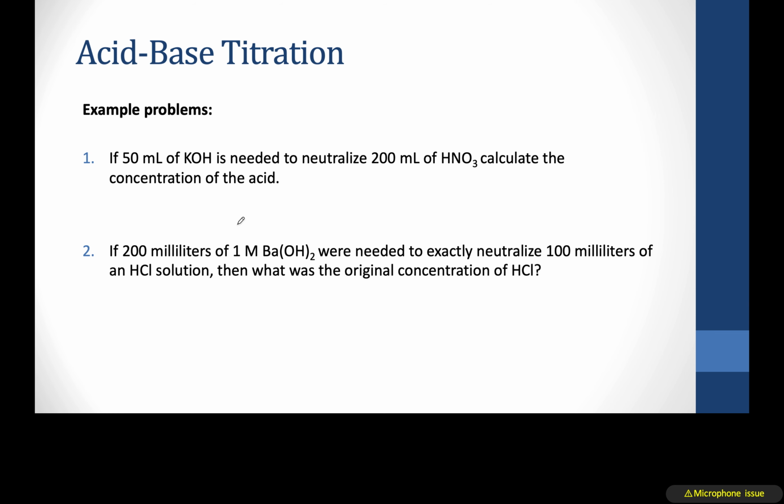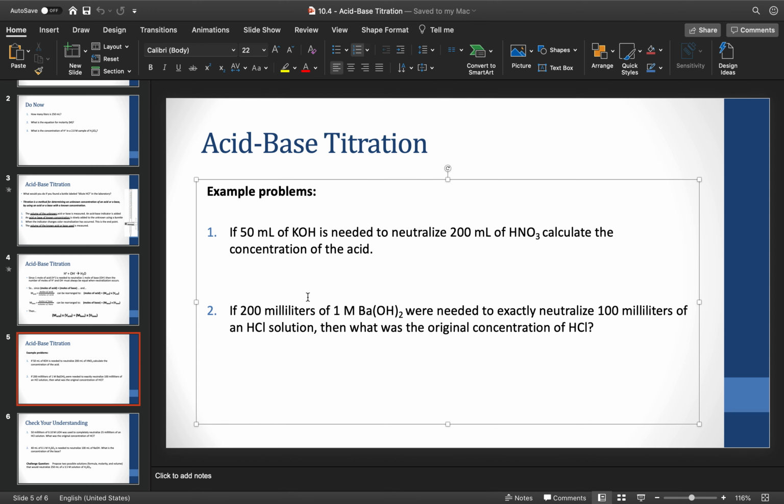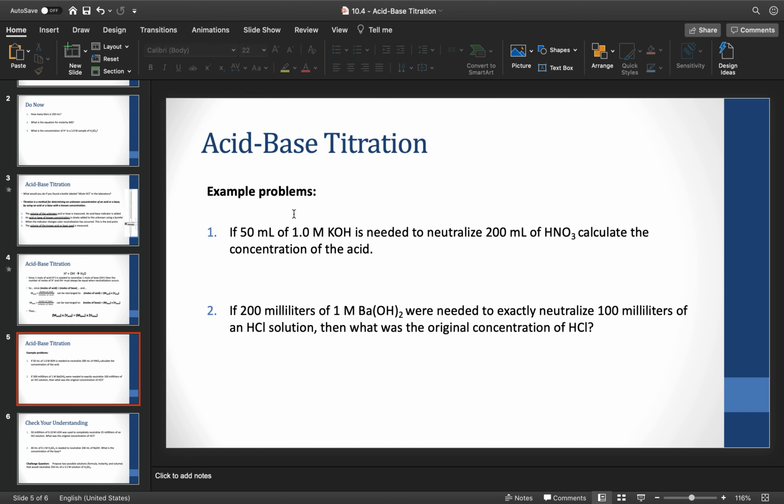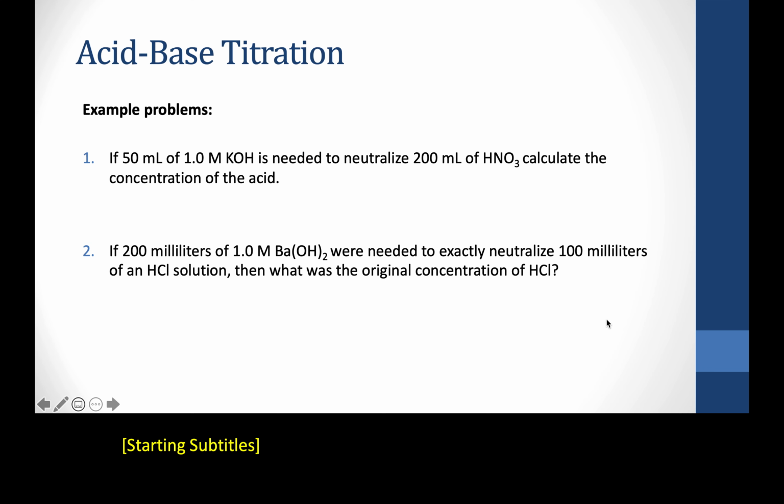Wait a second, there's missing information here, I just noticed. Let me fix that in real time. Okay, get rid of that. So if you notice, we have to have a concentration. We only have two numbers here. So let's make one up. Let's keep it simple. 1 molar KOH, all right? That's kind of required. I'll make this 0.12. Sorry about that. All right, try that again. So if 50 milliliters of a 1 molar KOH solution is needed to neutralize 200 milliliters of HNO3, calculate the concentration of the acid. Now we can actually do this problem.